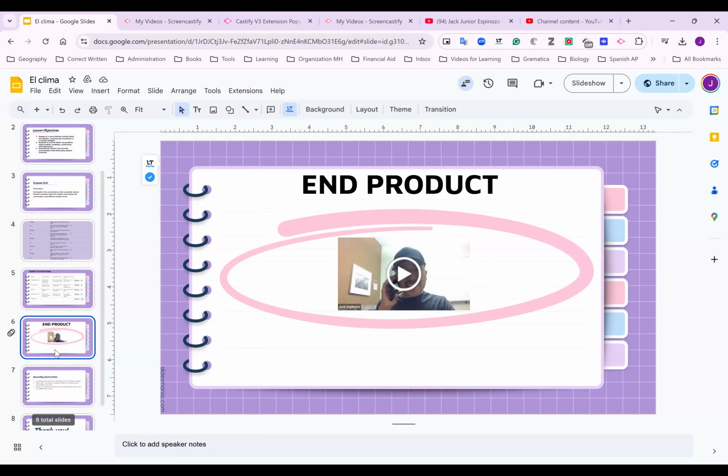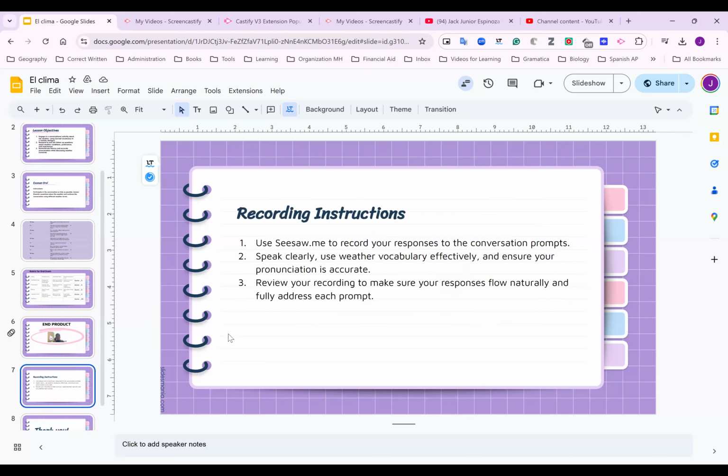Okay, let's go to the next slide about the recording instructions. You're going to go to Seesaw and start recording your responses to each question in the conversation. Speak clearly, use the weather vocabulary effectively, and focus on accurate pronunciation. And please don't forget to listen to your recording once you are done to make sure your answers flow naturally and address each question fully.